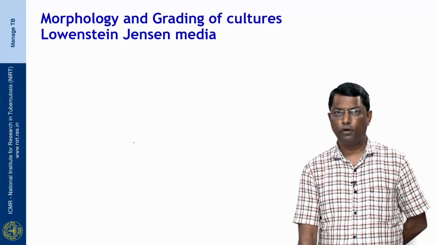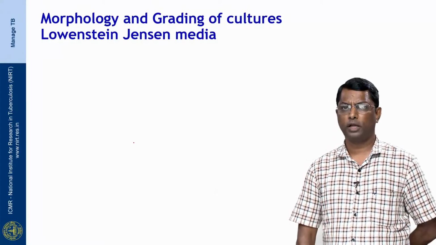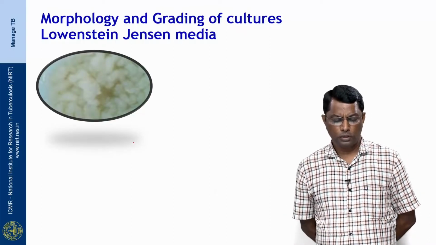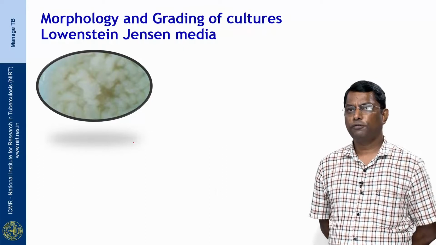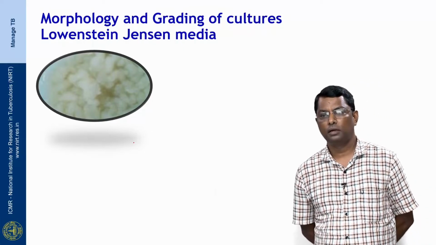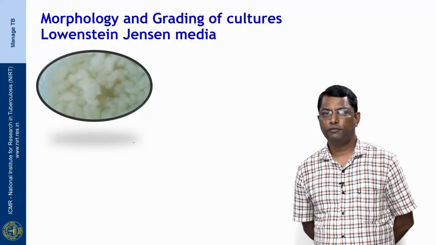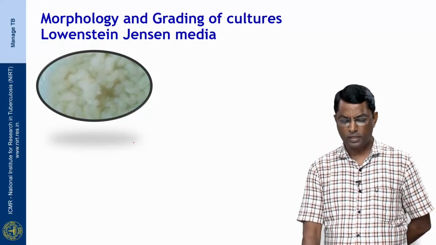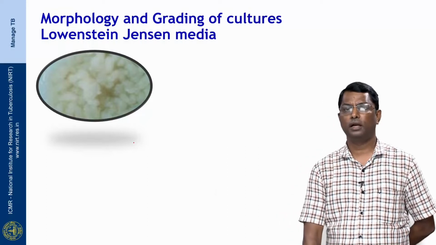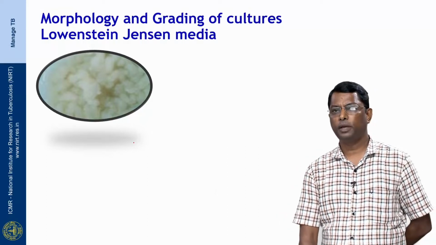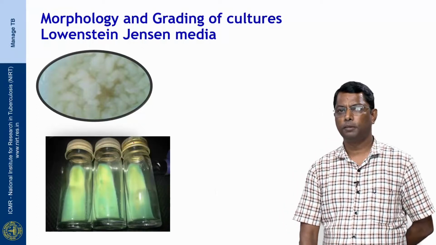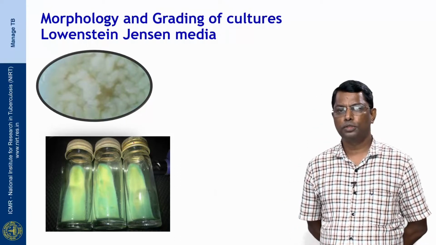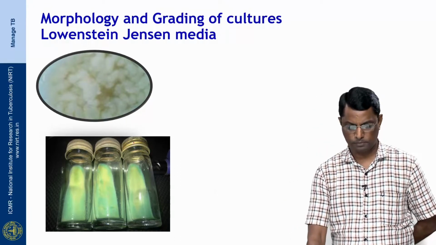Now, we will look at the morphology of this organism, Mycobacterium tuberculosis, on this culture. So, the morphology is popularly known as rough, buff, and tough. So, buff is the color, it is off white in color. Rough is the texture of the colony, and they are tough to be emulsified in a liquid medium. So, this is the popularly used LJ medium, and it shows a growth of Mycobacterium tuberculosis.